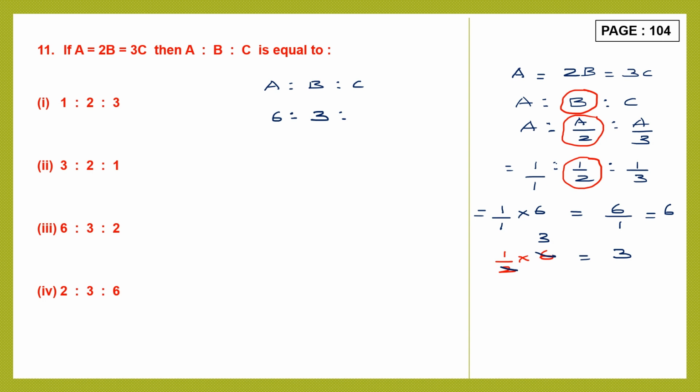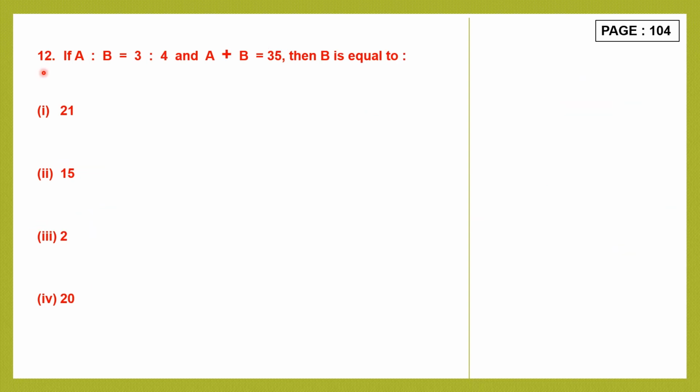Now look at C. This is C, which is A by 3 or 1 by 3. So 1 by 3 into LCM, which is 6. Cancel. 3 2s are 6. 1 2s are 2. So I have found C also, which is 2. So now my ratio is 6 is to 3 is to 2. And which option is that? Option 3. 6 is to 3 is to 2. This is my answer.